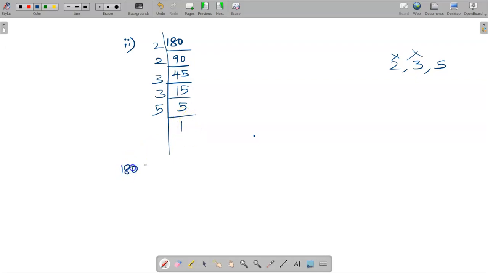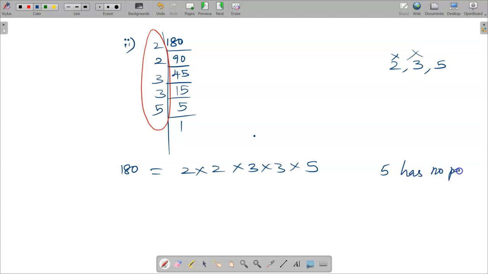So the number 180 can be written as the prime numbers on the left hand side multiplied together: 2 into 2, 3 into 3, into 5. Here the number 5 has no pair, so 180 is not a perfect square. To make this number a perfect square, note that 2 into 2 and 3 into 3 occur in pairs, so there is no issue with those. The only thing is 5 has no pair.